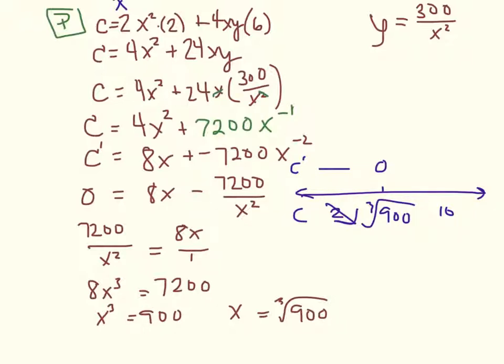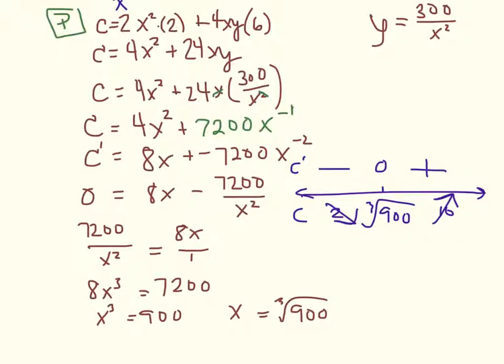All right, and then if I put in the 10, well, I have 8 times 10 is 80, minus 7,200 divided by 10 squared would be divided by 100. 7,200 divided by 100 is 72. 80 minus 72 is definitely positive. So increasing there. So this proves that, in fact, the cubed root of 900 would produce a minimum for the cost.